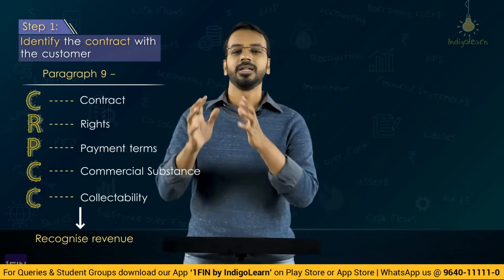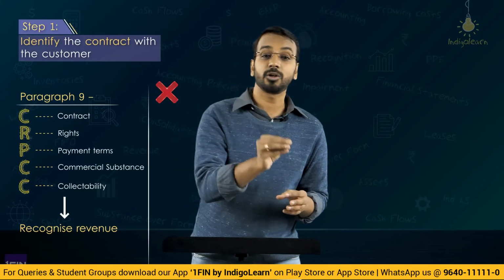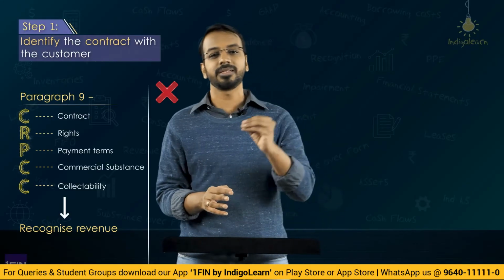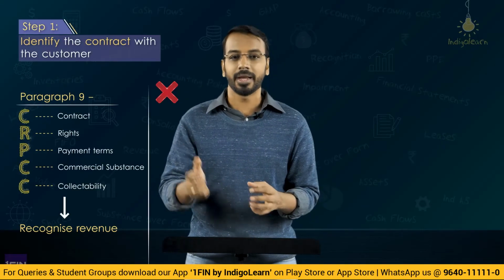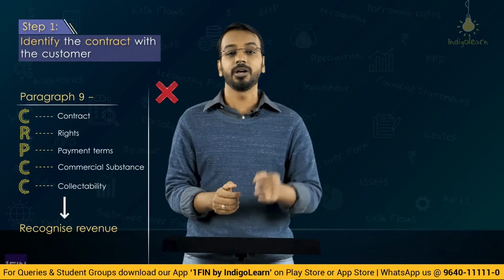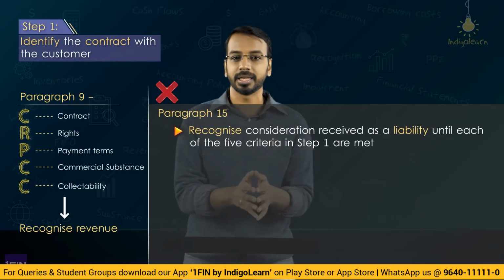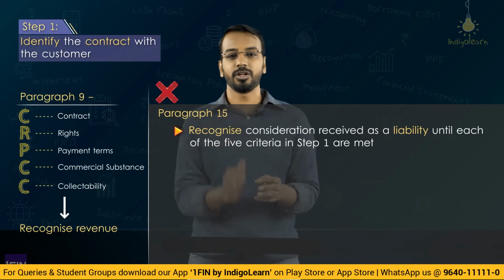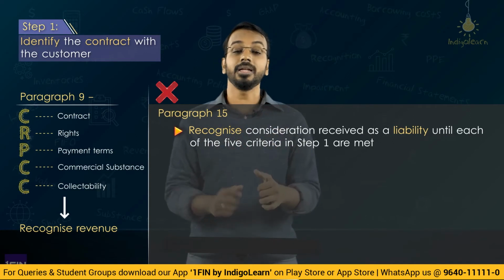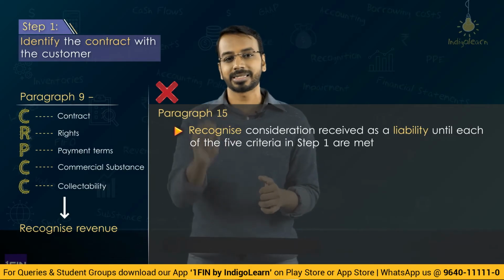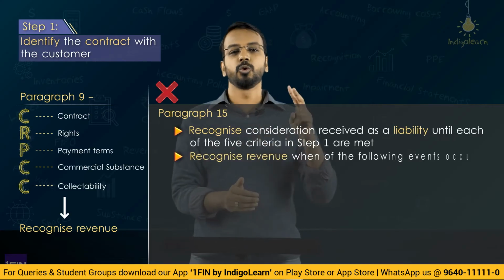Now, say for example, one of these 5 criteria is not met, but the entity has transferred the goods and services and has received some consideration from the customer. Till the time these 5 criteria are met, the consideration received from the customer will be shown as a liability. Now, when can the entity book a revenue out of this? The entity can recognize the revenue either when all of the 5 criteria under step 1 are satisfied, that is the first case, or as per paragraph 15, those 2 events occur.